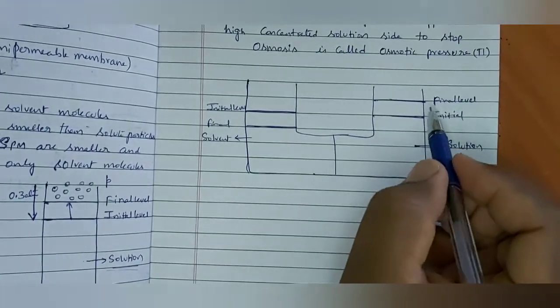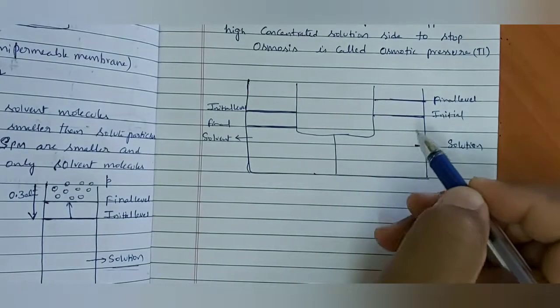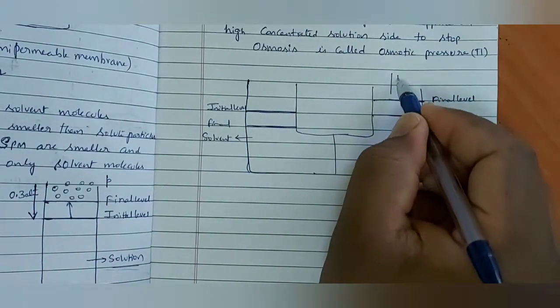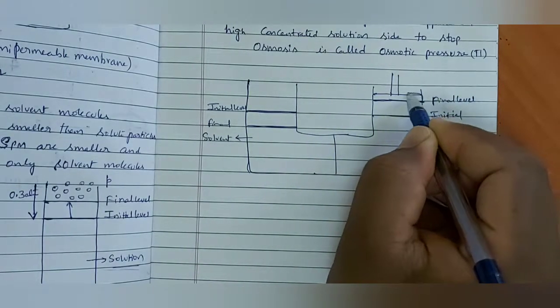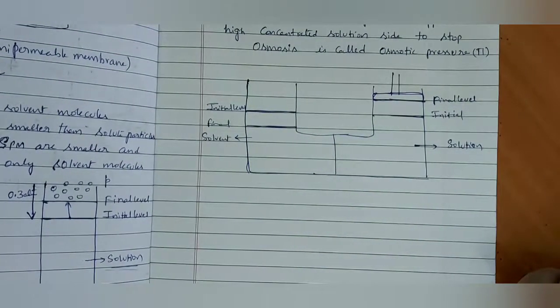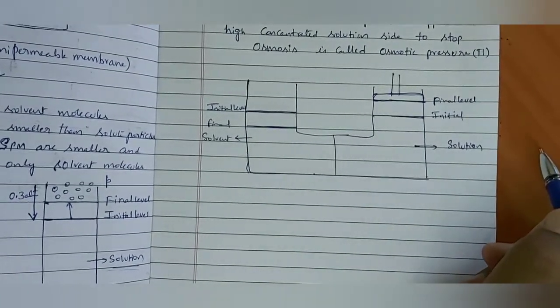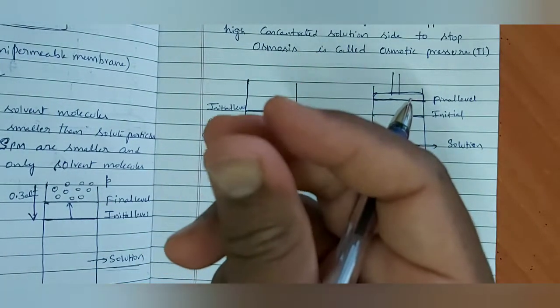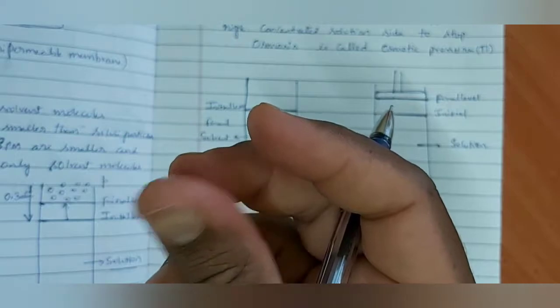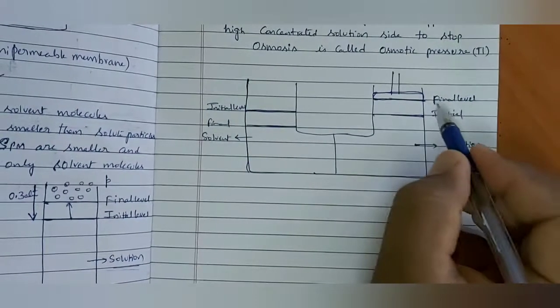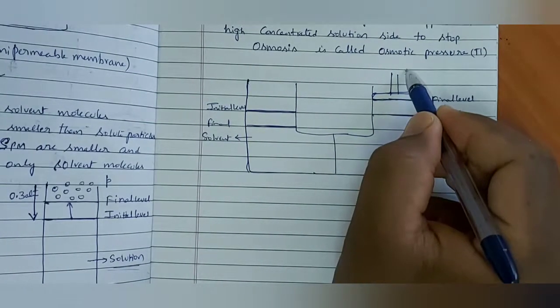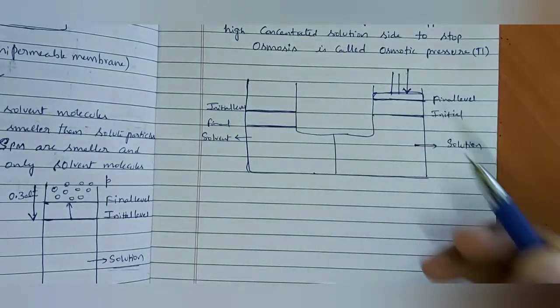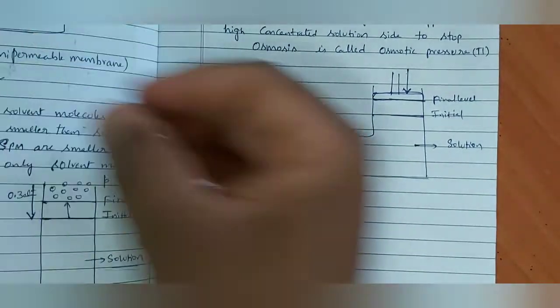Okay, see here, on the final level, on solution side, I kept one piston. Like a syringe, we have an injection. In that injection, we apply one piston made with rubber inside. Is it correct or not? Like that, here also one piston I am going to keep. By using this piston, I am applying pressure on solution side.